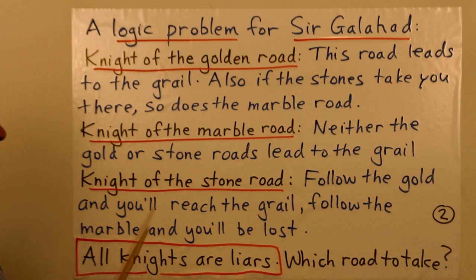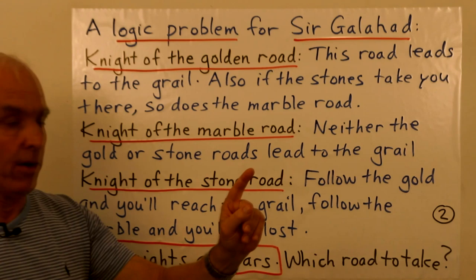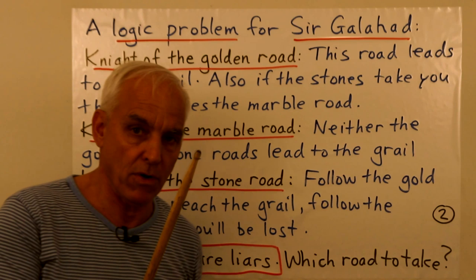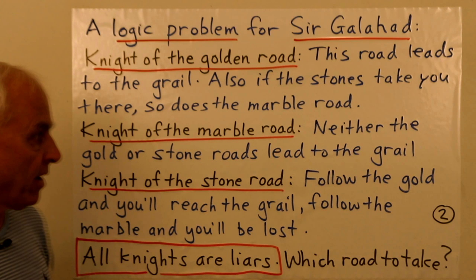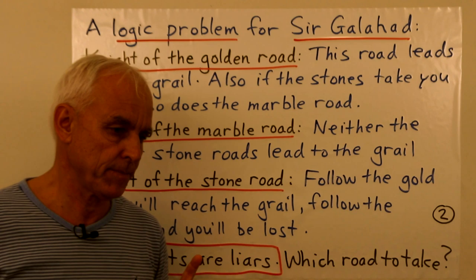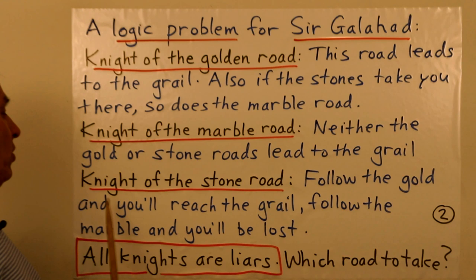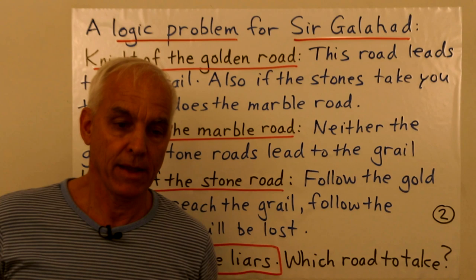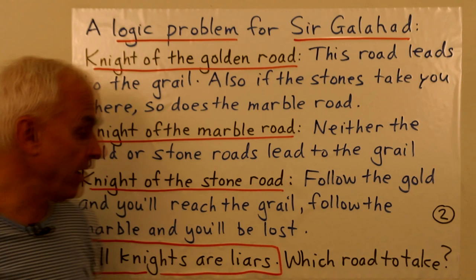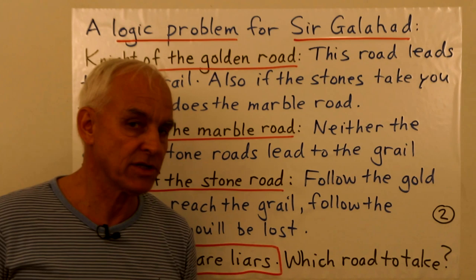The knight of the golden road says the following: this road leads to the grail. Also, if the stone road takes you there, so does the marble road. The knight guarding the marble road says, neither the gold nor stone roads lead to the grail. The knight guarding the stone road declares, follow the gold and you'll reach the grail. Follow the marble and you'll be lost. Now, Sir Galahad knows, however, the crucial fact that knights are always liars. So, can he deduce which road to take to the grail?